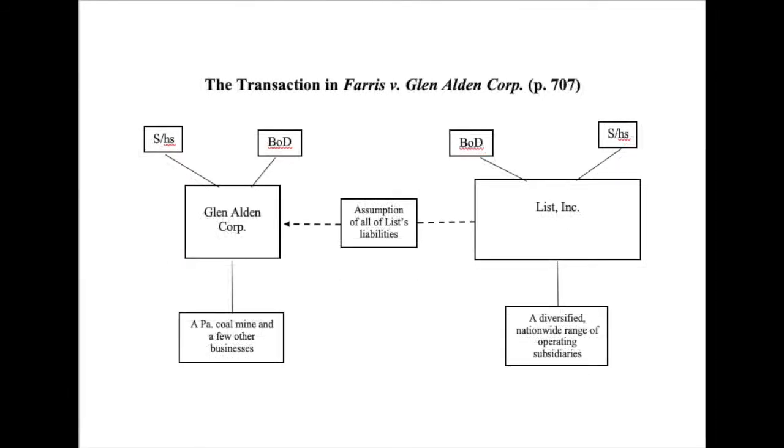Next, Glen Alden assumed all of List's liabilities. That's another reason to think that this thing really is kind of more like a merger than like a sale of assets, because ordinarily a sale of assets doesn't transfer liabilities in that way.